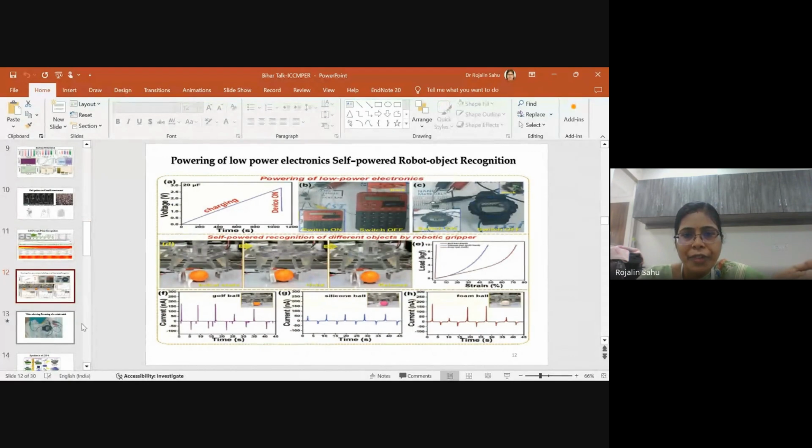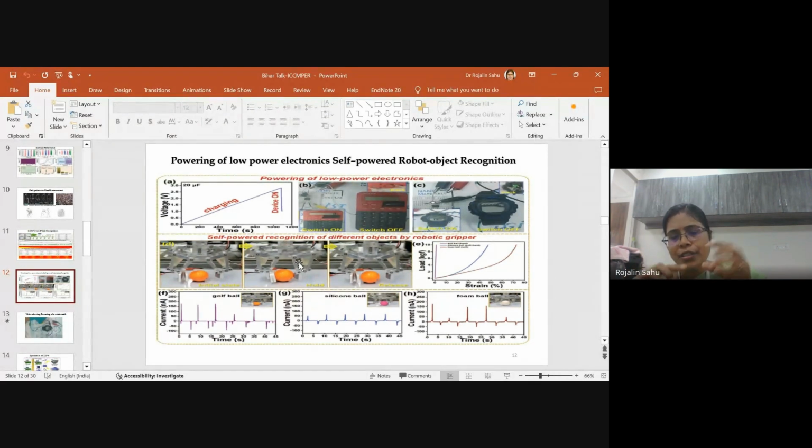Similarly, we have used it to power up small electronic devices. Here, a calculator is being used, the TENG device is used to power this calculator. And here the device is used in this robotic gripper, because the surface is different.